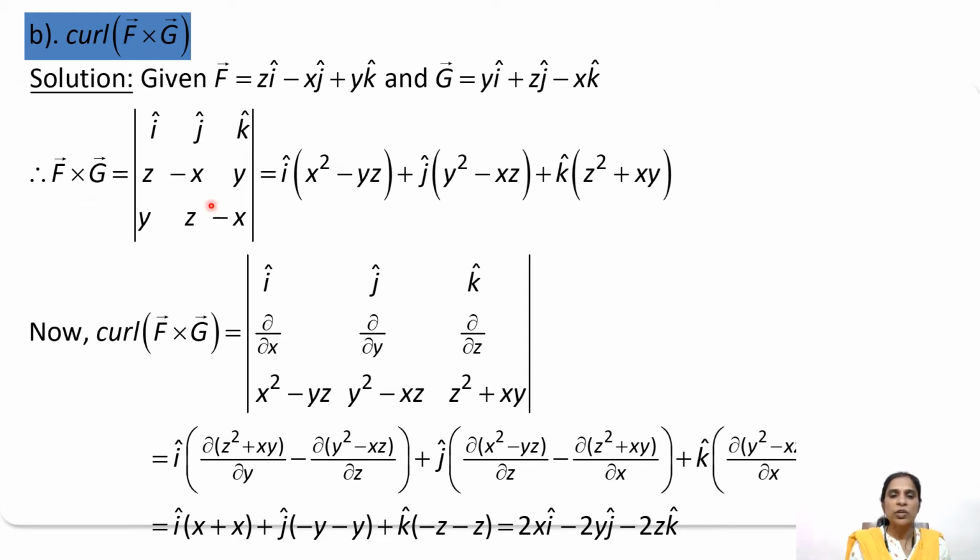So f cross g, you can see, is a vector. So for this vector, I need to apply curl. So consider curl of f cross g. So now this time f cross g's components we need to take in the third row of this determinant. So write the components of f cross g in the third row and expand this so that you are going to get the required result.